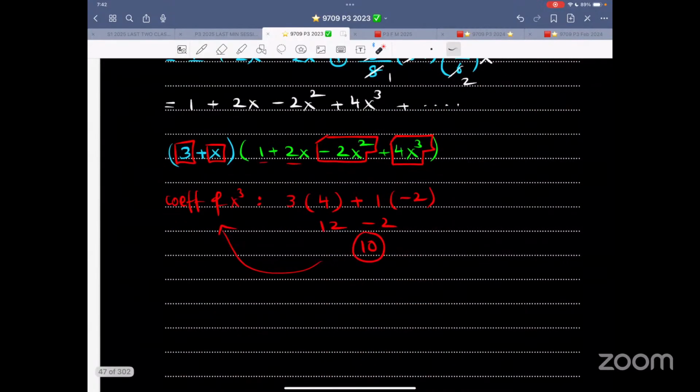We are interested in coefficient of x cube. The constant from the left will multiply with the x cube. The x from the left will multiply with the x square on the right. And add it selectively, take care of the positive negative sign, we get this answer.